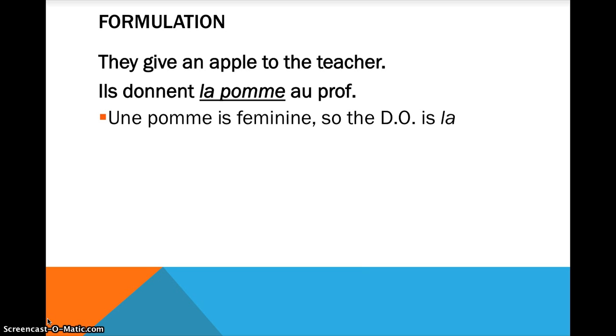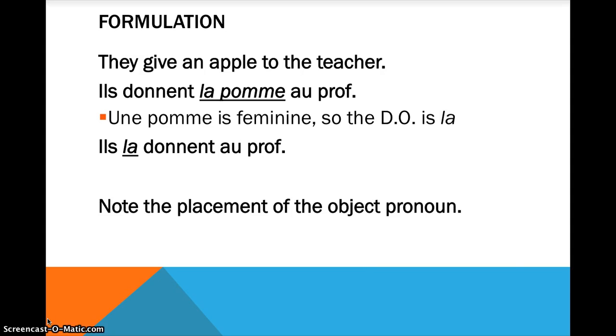First of all, we have to find our direct object. So we say donne is our verb. So we say give who, give what, give the apple. Same thing as we used earlier. Une pomme is feminine, so the direct object pronoun is going to be la, right? Because you're not saying me, you're not saying he, you're not saying she, you're saying it. So they give it to the teacher. So il donne la pomme au prof. La pomme is feminine. It's going to be la. Il la donne au prof.